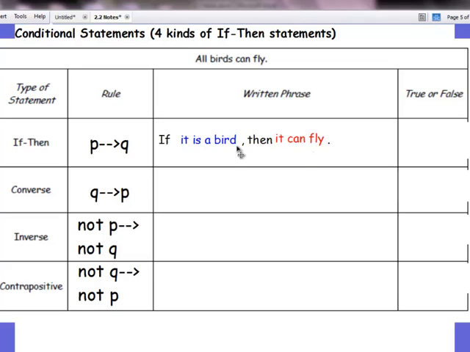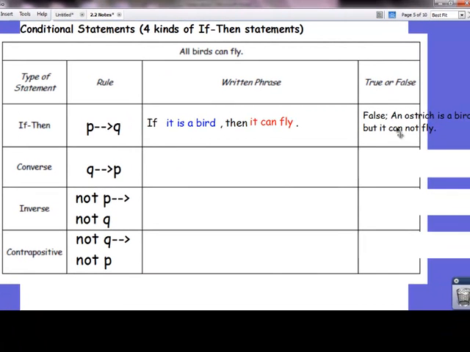Now, once you have your statement, you need to decide, is this true or false? So you need to think, could you prove it wrong, or would you always agree with it? If it is a bird, then it can fly. In this case, it's false. I can prove it wrong by saying an ostrich is a bird, but it cannot fly. So it's not necessarily true that all birds can fly.